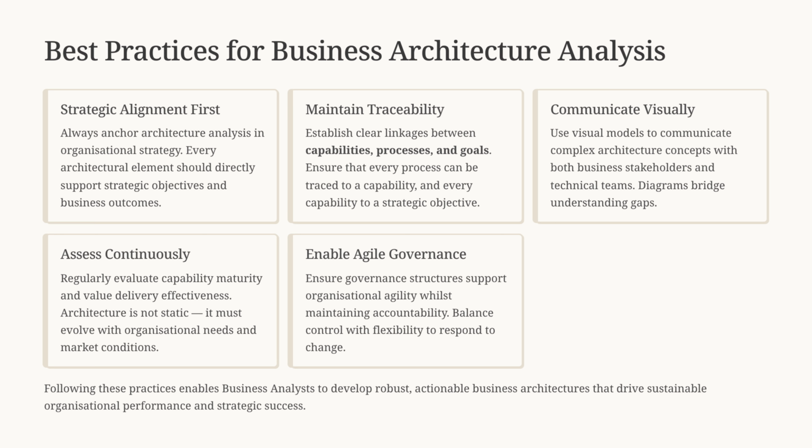Second, focus on traceability. You should be able to draw a straight line from a strategic goal to the capabilities and processes that support it. This kind of linkage gives leadership confidence, and it's exactly what BABOK means by ensuring solution alignment. Third, communicate visually. Architects often deal with abstract ideas, but visuals make those ideas concrete. A capability map or value stream diagram turns complexity into clarity, helping stakeholders instantly see what matters.